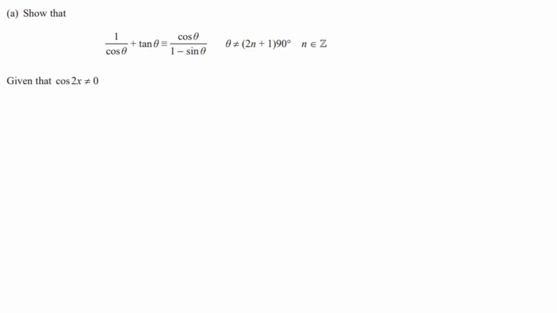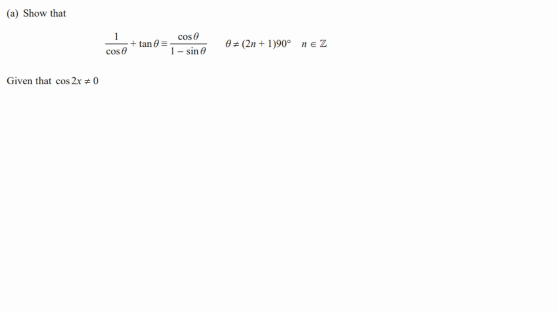Now let's try again for this example. Show that 1 over cos theta plus tan theta is identical to cos theta over 1 minus sine theta. And we're given that theta is not this, cos 2 theta is not this, and n is a real number, yes.